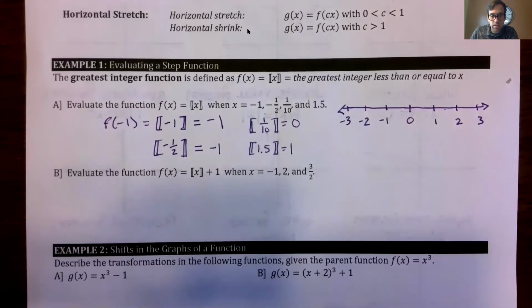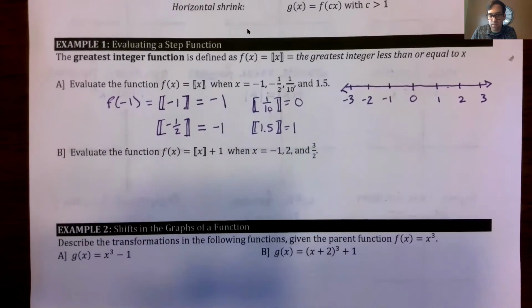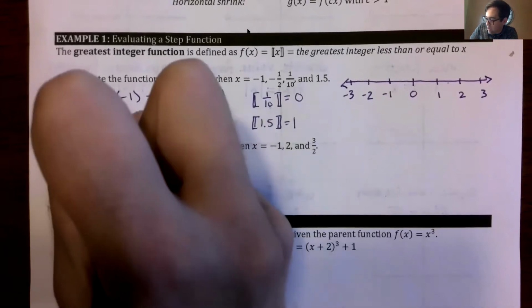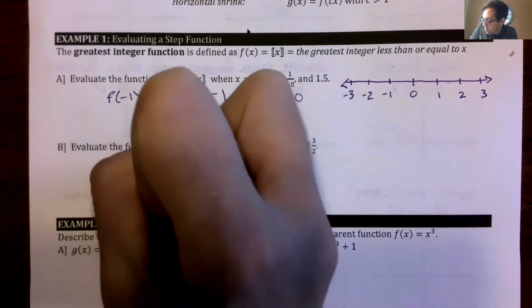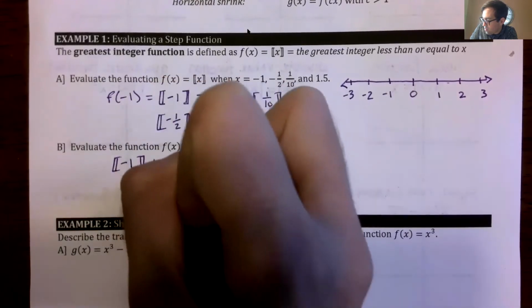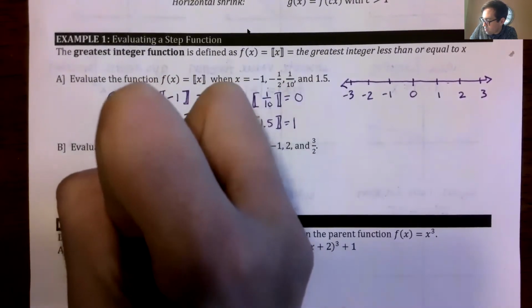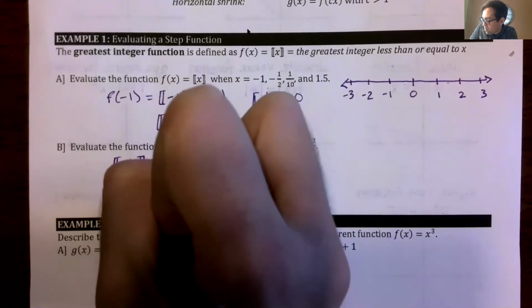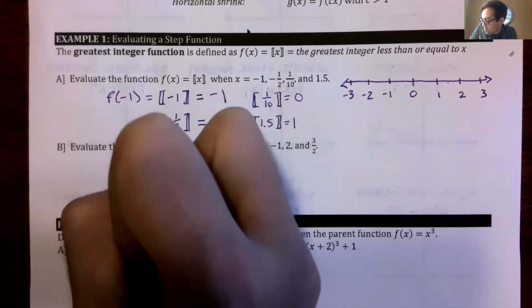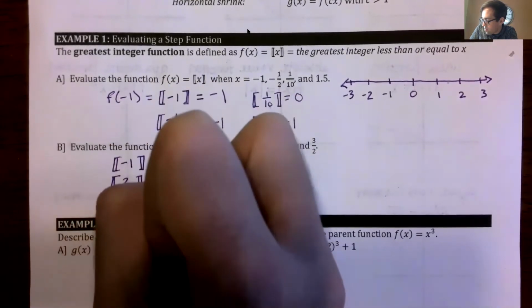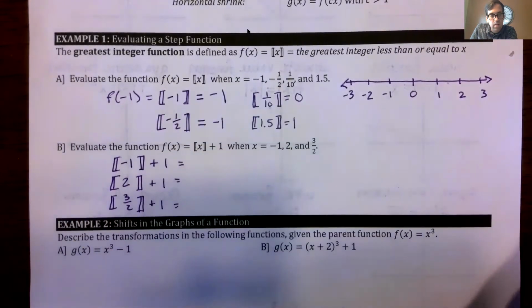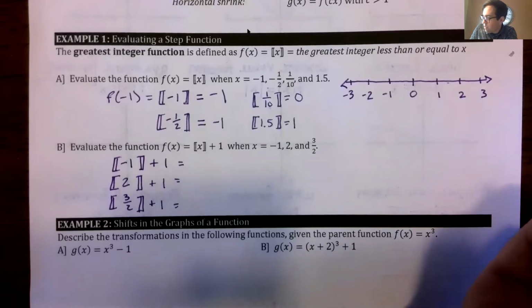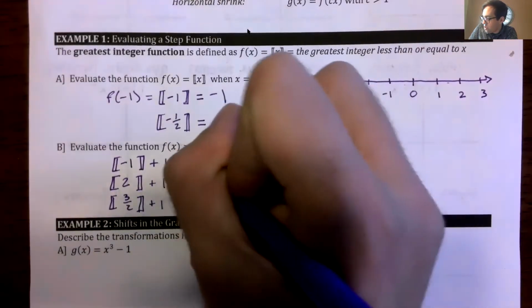Okay, letter B, evaluate the function f of x equals greatest integer function of x plus 1 when x equals -1, 2, and 3/2. Okay, so I'm just going to start by writing those 3 expressions out. Okay, and the first 2 are pretty simple because they're already integers, so they don't change at all.